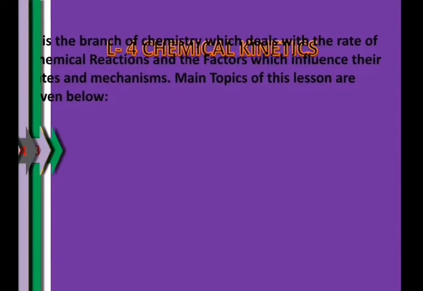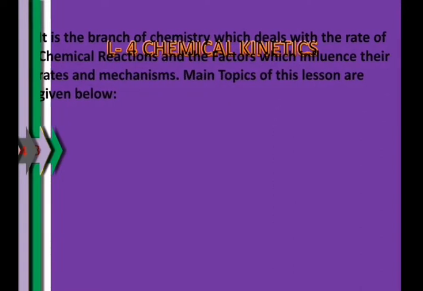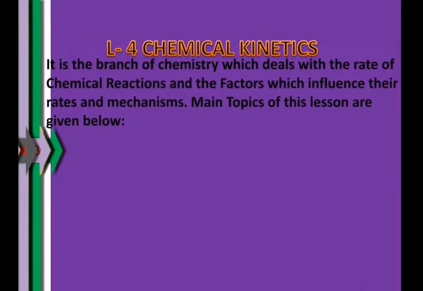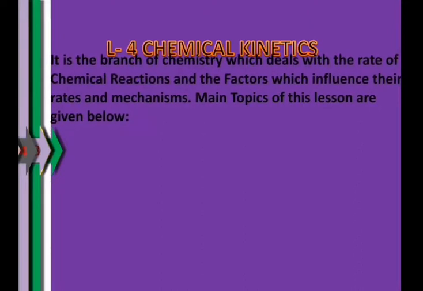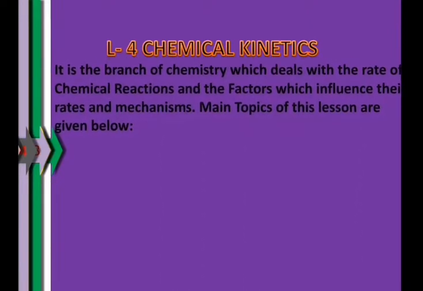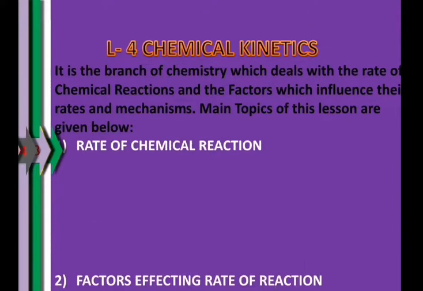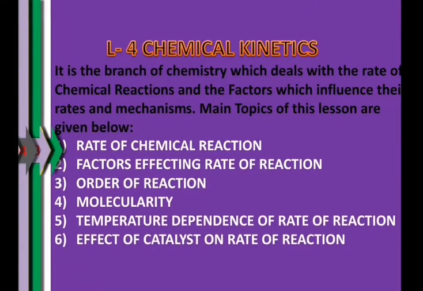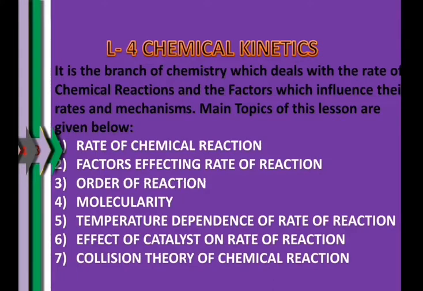Very important lesson. Let's consider its definition. It is a branch of chemistry which deals with the rate of chemical reaction and the factors which influence the rate of reactions and mechanism. Main topics of this lesson are as follows: rate of chemical reaction, factors affecting rate of reactions, order of reaction, molecularity, temperature dependence of the rate of reaction, effect of catalyst on rate of reaction, and collision theory of chemical reaction. Each topic is further subdivided into small subtopics.